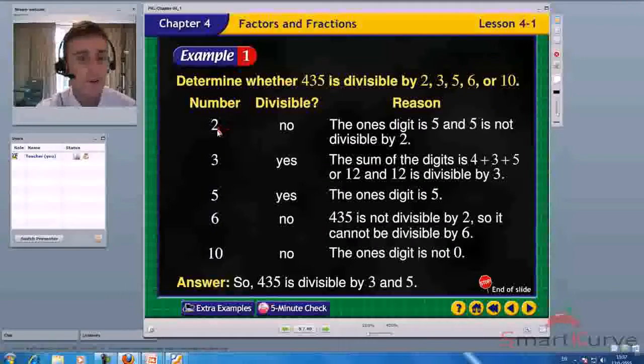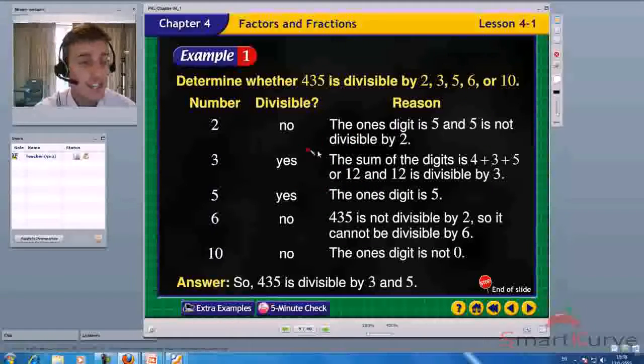Look at them one by one. The number 2: you look at the number 435 and you immediately know that the ones digit is 5, and 5 is not divisible by 2, so the number cannot be divisible by 2. The number 3: if you add the 3 digits together, the sum is 12, and 12 is divisible by 3, so you know that the number is divisible by 3.